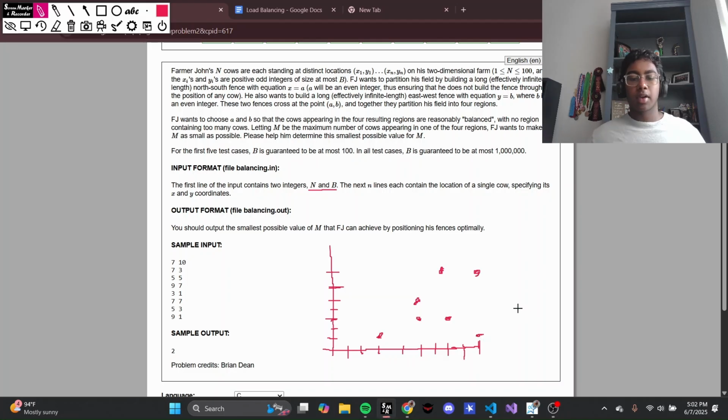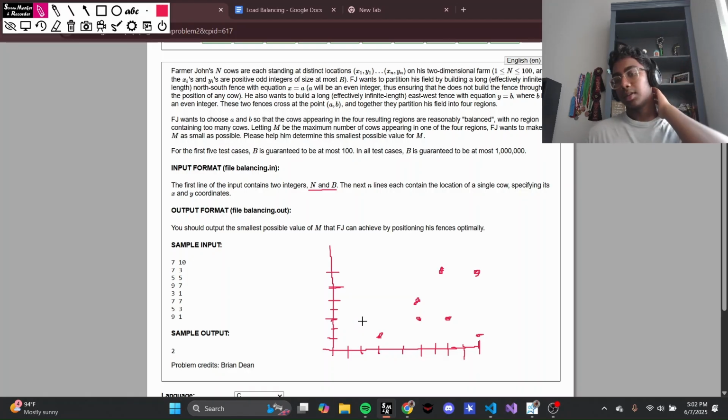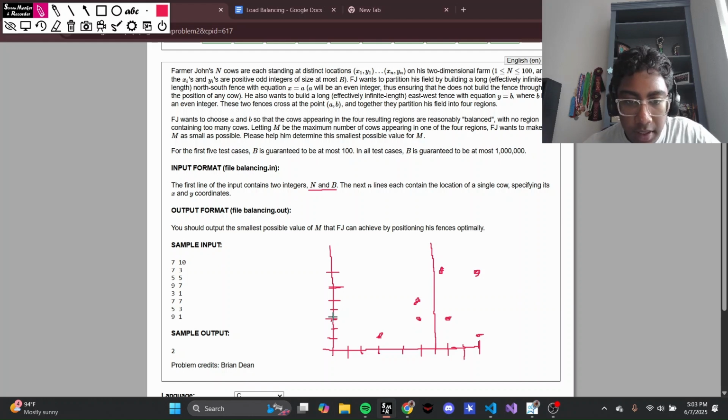Okay, so now how do we partition this to find M? Let's think about how you would do it. Let's say in this case you're just going to randomly try it. Maybe somewhere in the middle will be nice. This is at coordinate 5, so let's try and put this fence at coordinate 4.